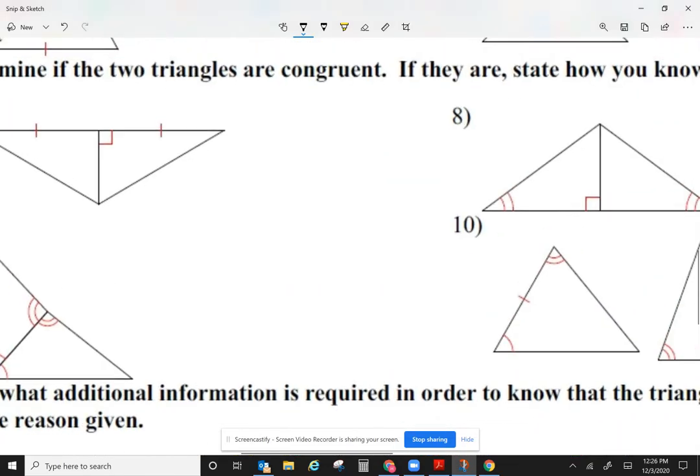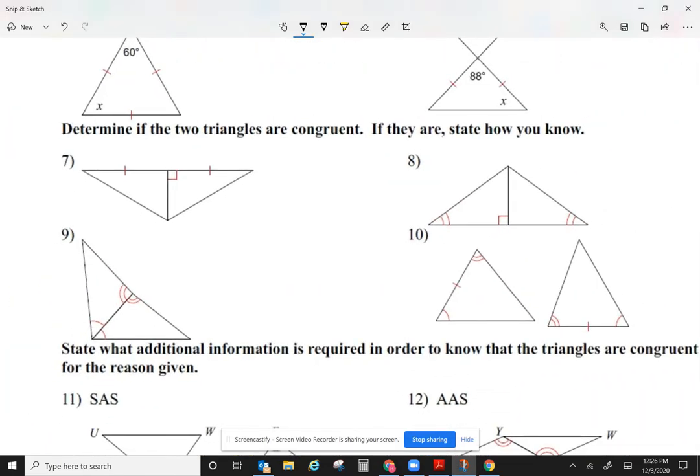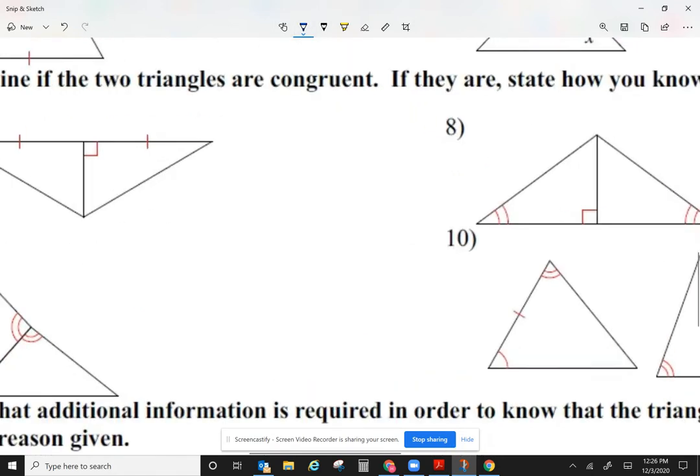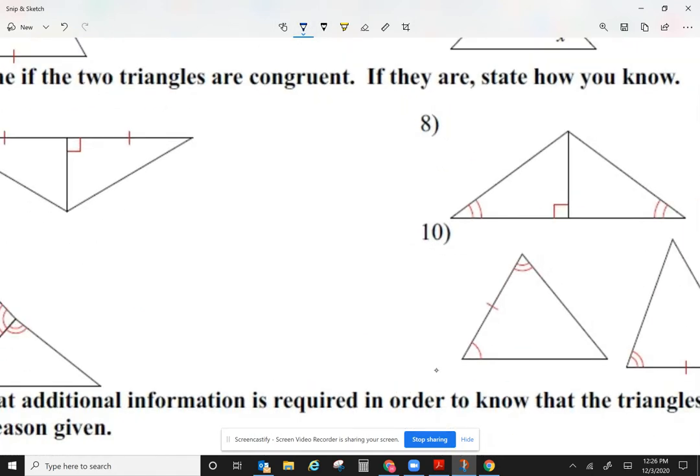Now, for triangle congruency, remember congruent means same shape, same size. There are a few rules that we talked about. One of them was called side, side, side. That means I must have all three sides of each triangle. I'm comparing two triangles. I must have all three sides of each triangle marked. And the way I mark triangles is with slashes. What I mean by that is each of my triangles should look like this, with all three sides marked.